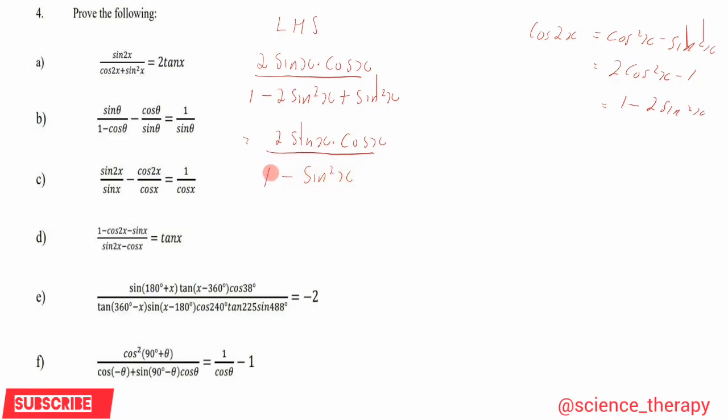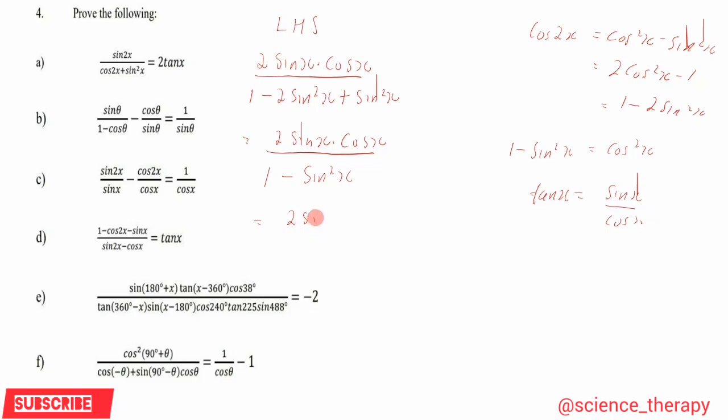At this point, we can see that we have a grade 11 identity, which goes 1 minus sine squared x is equal to cos squared x. So we can just change all this to that. Right, so now we have 2 sine x. Remember, the goal is to get to tan. So we know that tan x is equal to sine x over cos x. So the goal is that we have sine here in the numerator, and we have cos in the denominator.